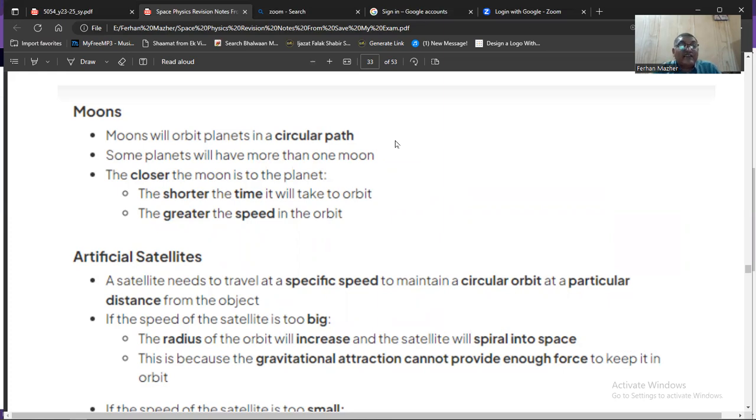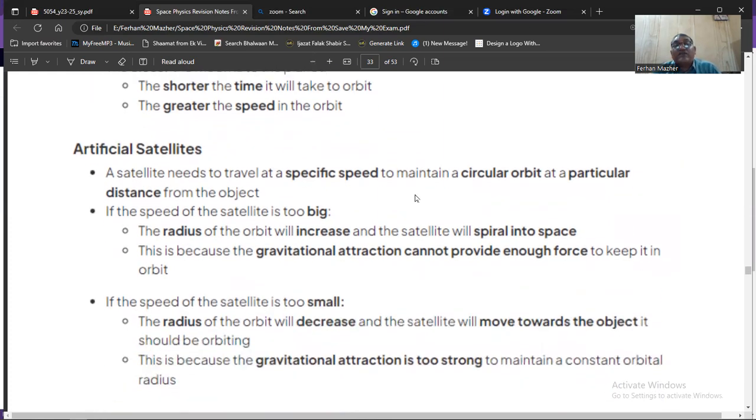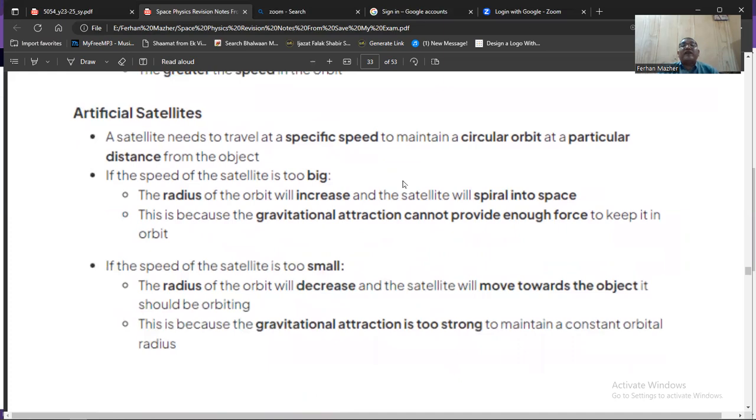Artificial satellites. A satellite needs to travel at a specific speed to maintain a circular orbit at a particular distance from the object. If the speed of the satellite is too big, the radius of the orbit will increase and the satellite will spiral into space. This is because the gravitational attraction cannot provide enough force to keep it in the orbit.